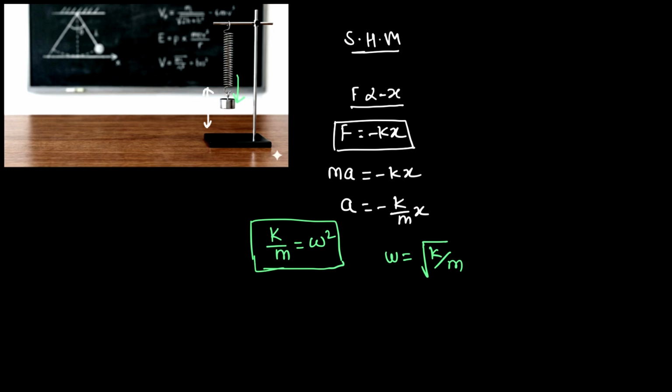So there are two conditions for simple harmonic motion. First one, F is equal to minus kx, and the second condition is that a is equal to minus k by m into x. Basically both are the same: the first one in terms of force and the second condition in terms of acceleration.